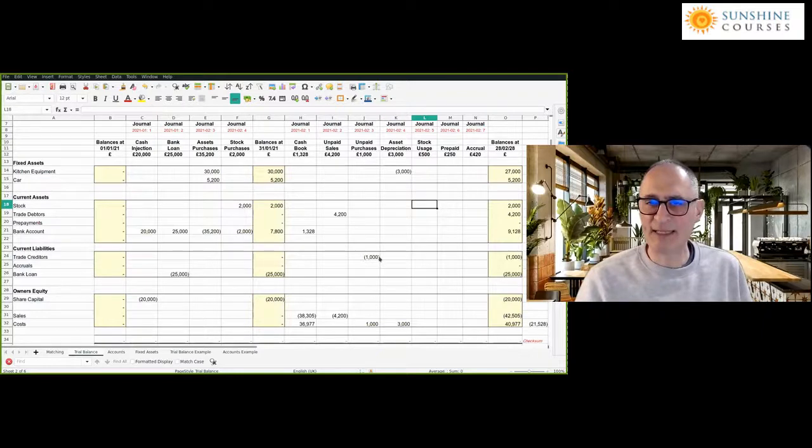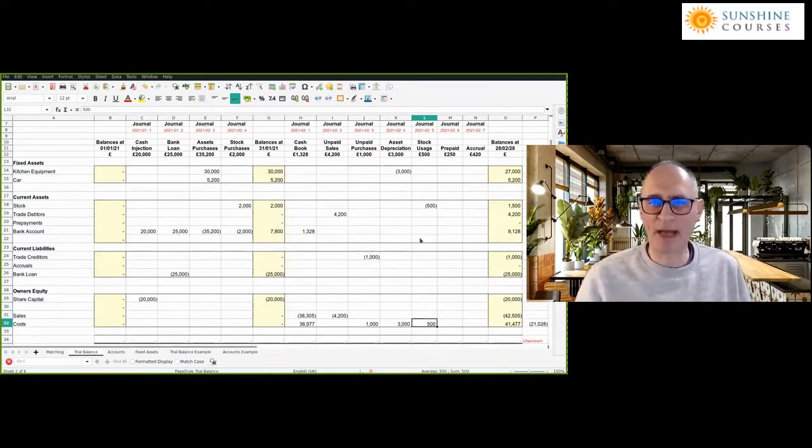Similarly, we've used up some of the stock. We've reduced the stock by £500, minus 500. We've reduced the stock, we credit stock, and we debit costs. Again, this would be part of our cost of sales. Even though we bought the stock in January, we've used it up in February.